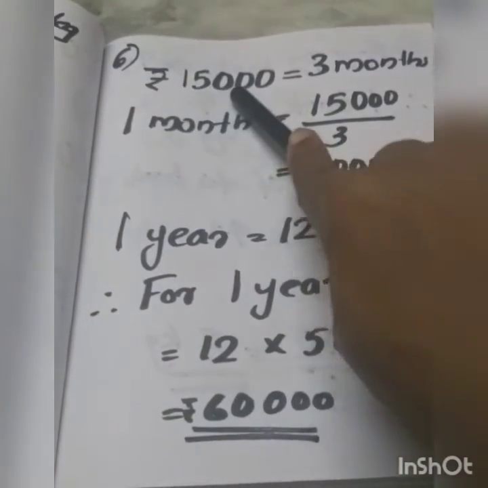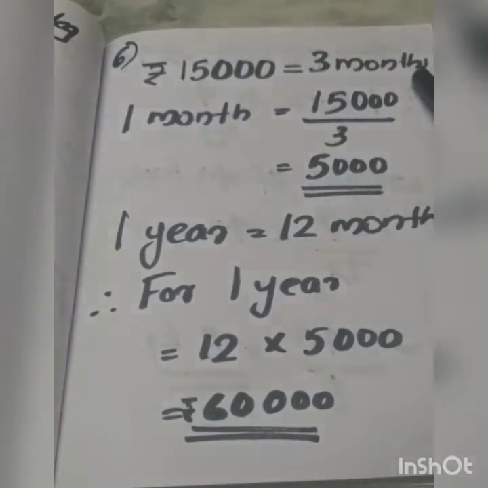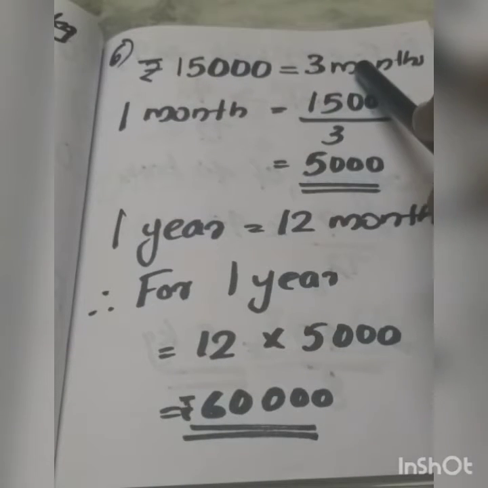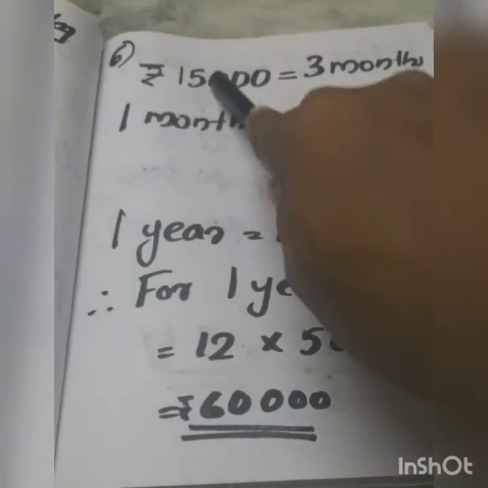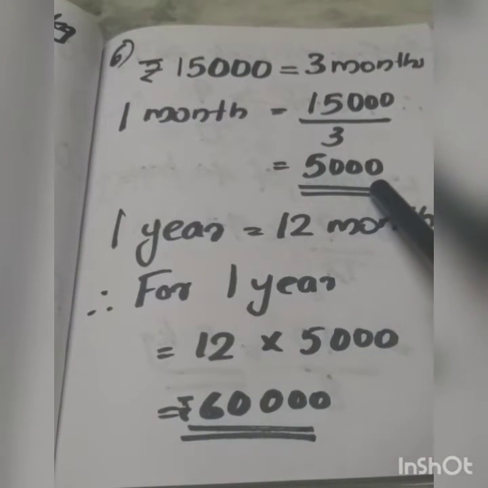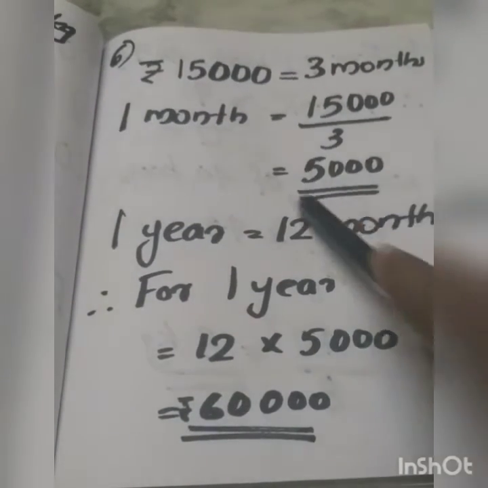So rupees 15,000, she pays for how many months? 3 months. So from this fact we have to find out the rent for 1 month. Therefore she pays for 1 month 15,000 by 3, that is 5,000. So for 1 month she is paying rupees 5,000.